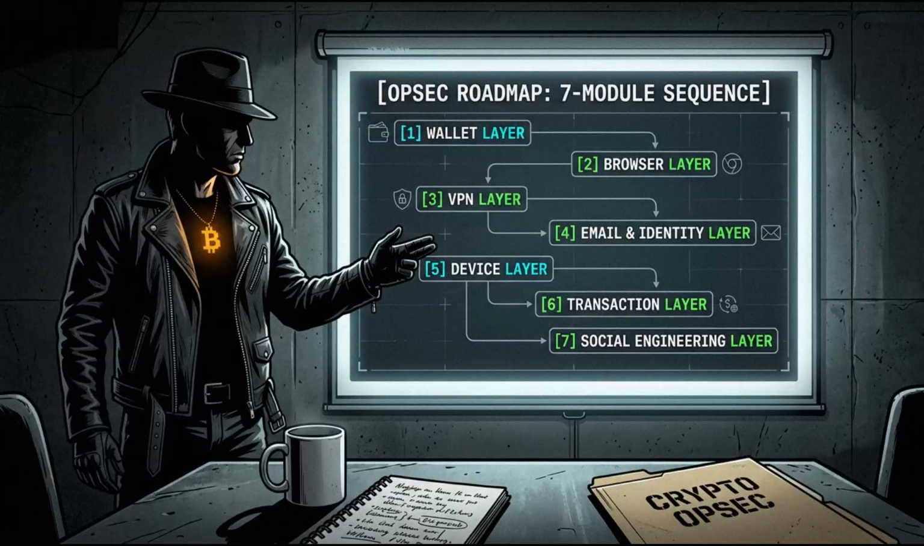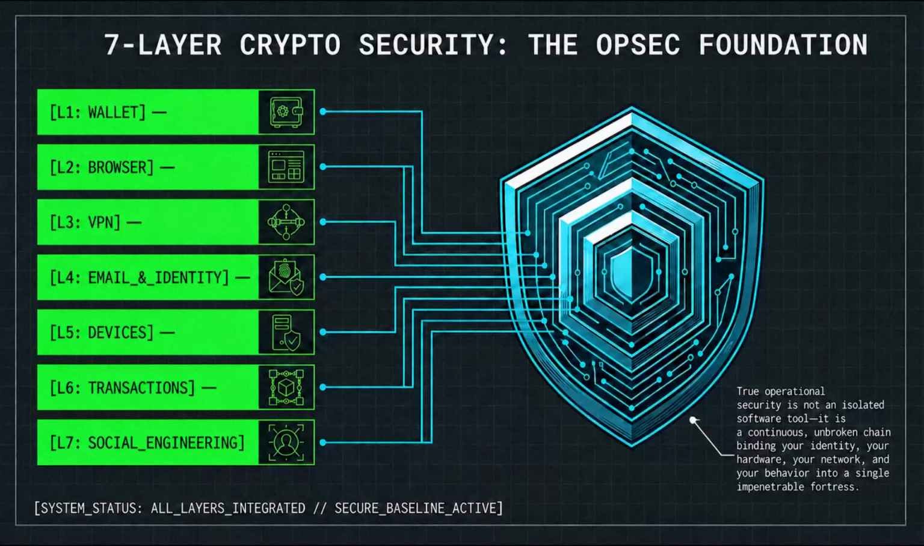So let me give you a quick rundown of what we are covering in the video. Number one, the wallet layer. This is your foundation, definitely. If you get this wrong, nothing else matters. You're compromised at the most basic level. Next one, the browser layer. Your browser is where most of the interaction with crypto protocols happens, and where most of the leaking happens too. We're going to address that.